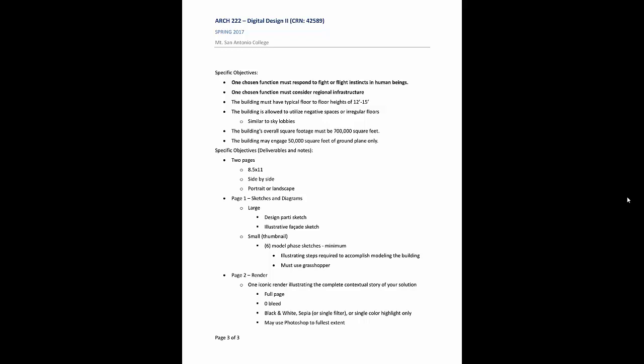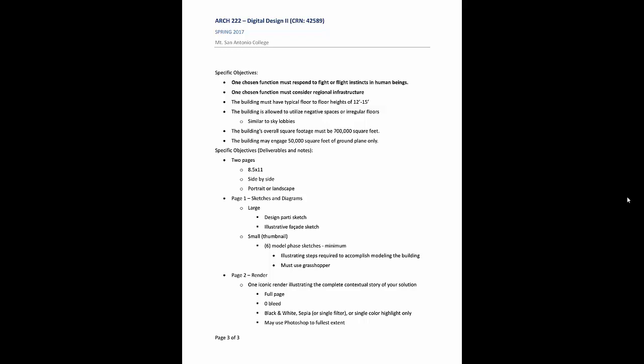All right. And then it lists everything that you're going to need on that. Like you're going to need a particular type of sketch. I put in that design partie sketch. That's your point, line, and plane sketch. I did put in an illustrative facade sketch. That's optional. If it's helpful to you, or you do it as a part of your design process, put it in there. If you don't do that, then don't bother putting it in there. I think most of you are going to want to do that. Then you're going to need those small thumbnail sketches of your process sketches. And then finally the render.